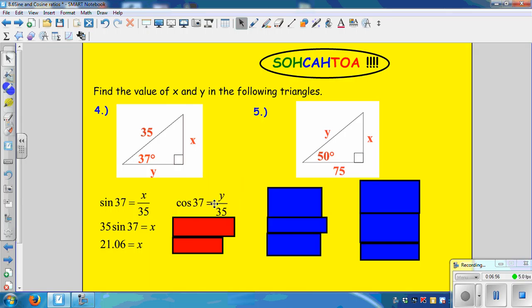It does not make a difference. I chose to use cosine here to do the practice for cosine. So multiplying both sides by 35, and you get 27.95. Please pause the video and do number 5 on your own.